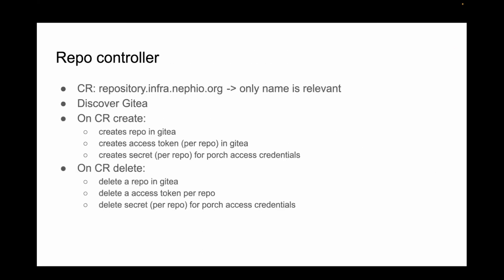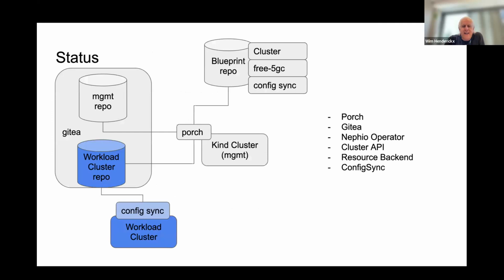Thank you. So, the net result of this, once this happened, is that we have a new repo that we created automatically. We have a new workload cluster that is deployed somewhere. And then we have Config Sync deployed, which is associated with this workload cluster repo.